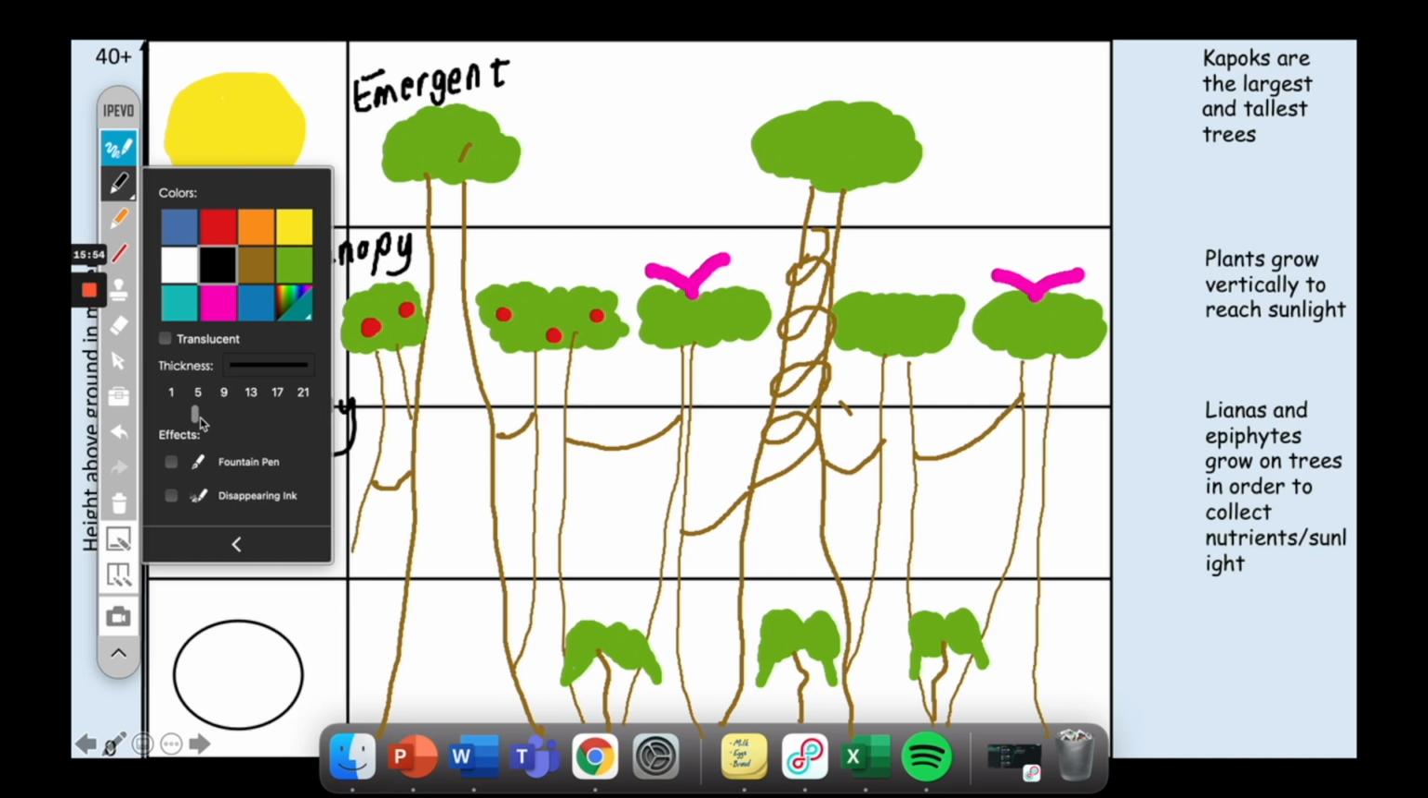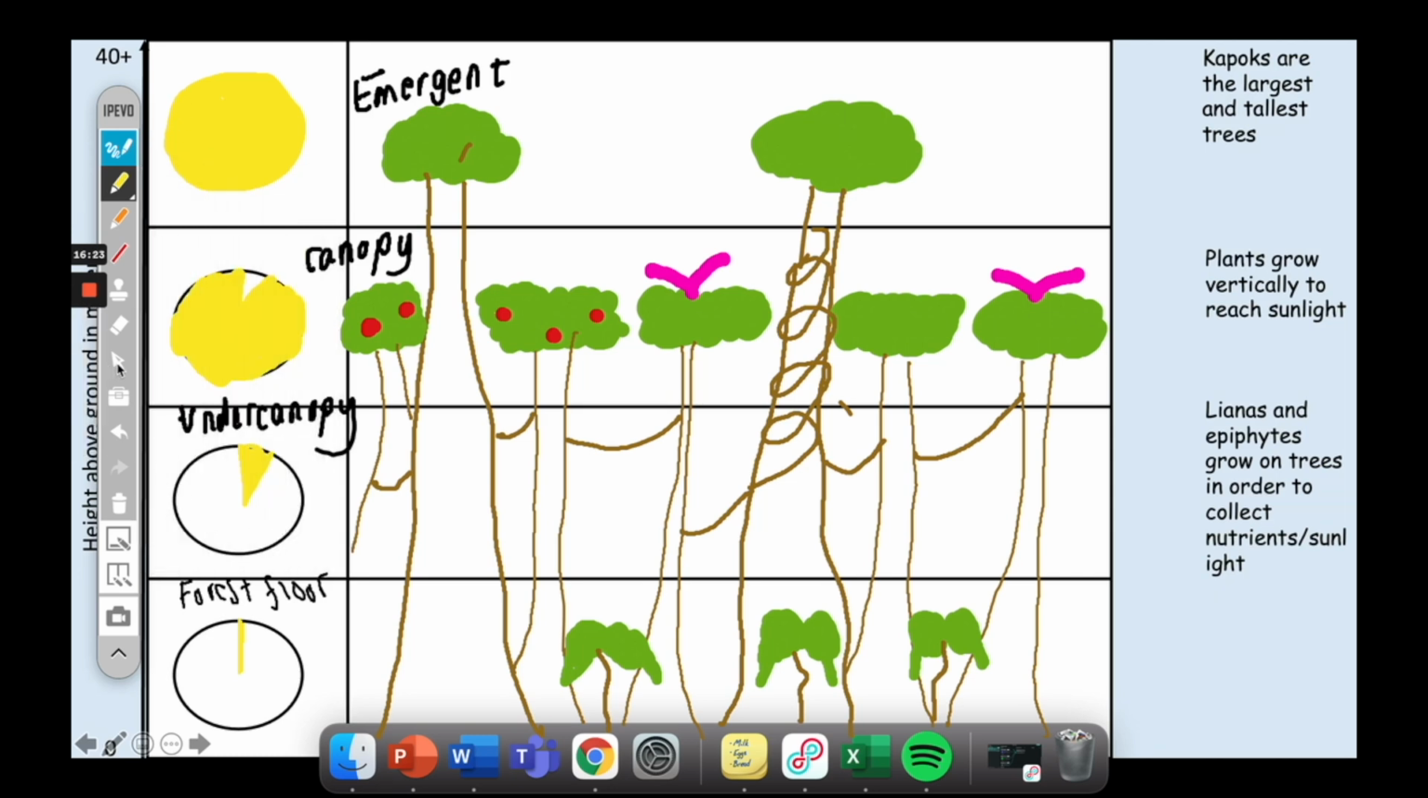So we can label this as the forest floor. And we can also add that very little sunlight gets to this part of the forest. So very little sunlight gets to this part. Probably only about 1% or 2% of what originally hit the uppermost emergent layer.